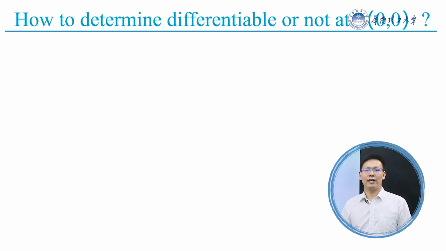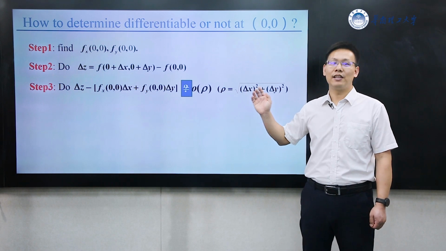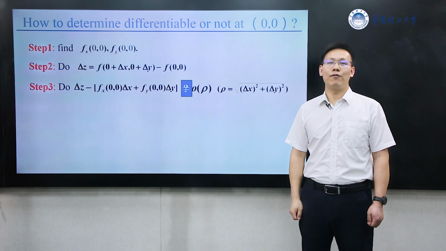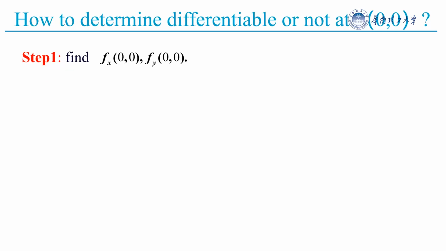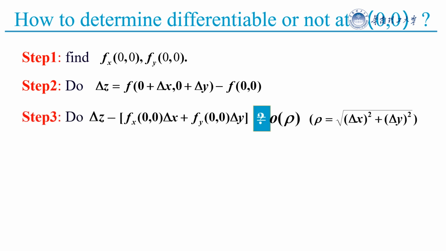According to the definition and theorem A, we can determine differentiability at some point, say (0,0), by the next steps. Step 1: find fx(0,0) and fy(0,0). Step 2: compute the total increment Δz. Step 3: determine whether the quotient is an infinitesimal or not.